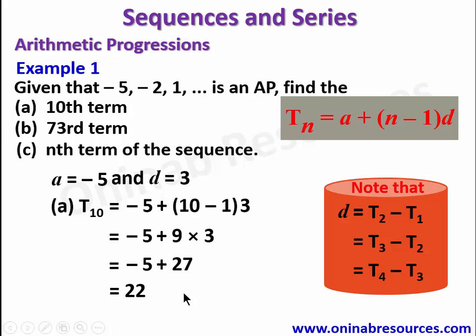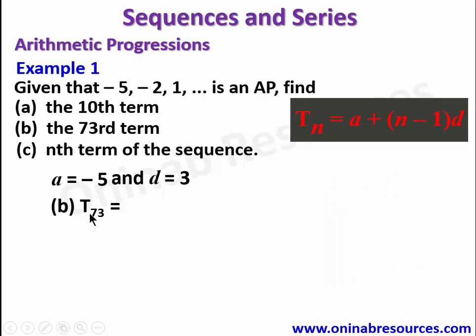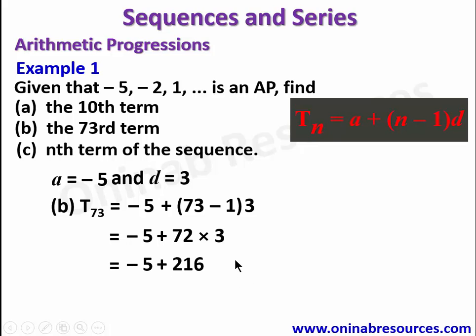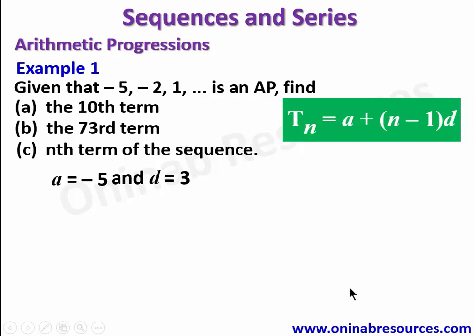22. So we go to B part of the problem, which is T73. For T73, we still have our a to be -5 plus (73 minus 1) multiplied by 3. Then we go again, -5 plus 72 times 3. 72 times 3 will give us 216, and -5 plus 216 gives 211. So we go to C.